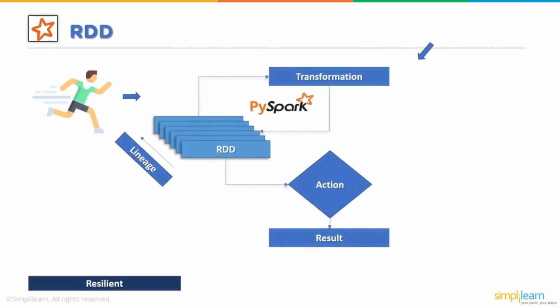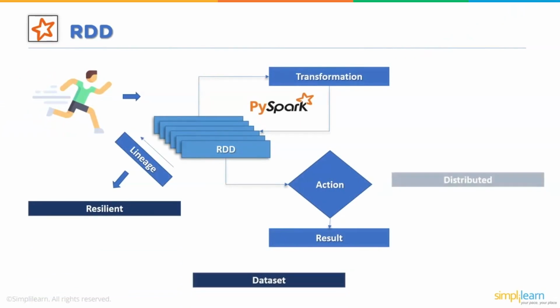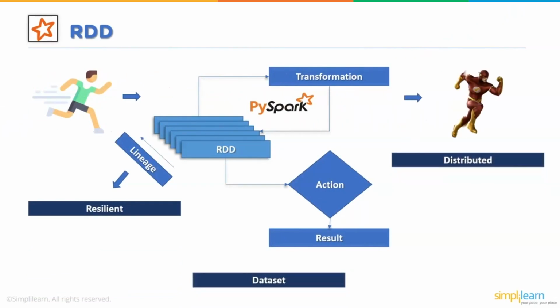RDD stands for Resilient Distributed Dataset. It is Apache Spark's primary data structure. An RDD in Apache Spark is an immutable group of objects that computes on several cluster nodes. Resilient: with the use of the RDD lineage graph, the system is resilient or fault tolerant, and is therefore able to recompute missing or damaged partitions as a result of node failure.